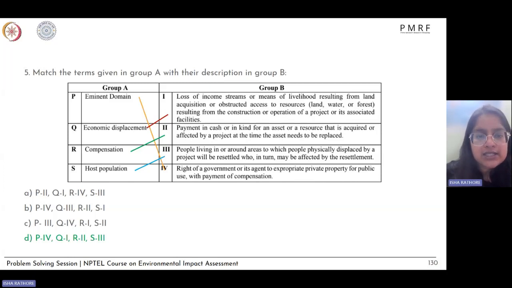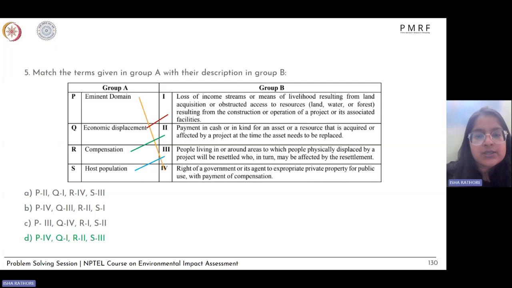Then economic displacement is the loss of income streams or means of livelihood resulting from land acquisition or obstructed access to resources, land, water, or forest, resulting from the construction or operation of a project or its associated facilities. So Q matches with 1. Then compensation is payment in cash or in kind for an asset or a resource that is acquired or affected by a project at the time that asset needs to be replaced. So R matches with 2.